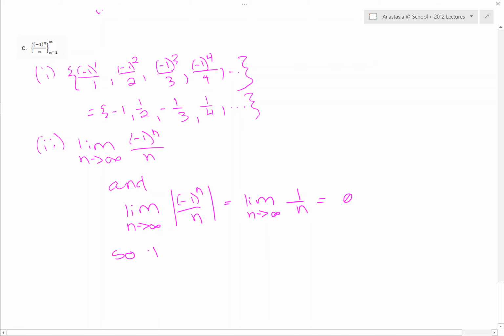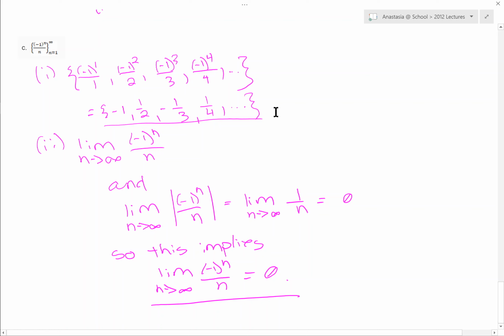So then by theorem 2, this is going to imply that the limit as n goes to infinity of -1 to the n over n is equal to 0. Okay, so that's our limit value, there's our terms, and that does conclude example 2.